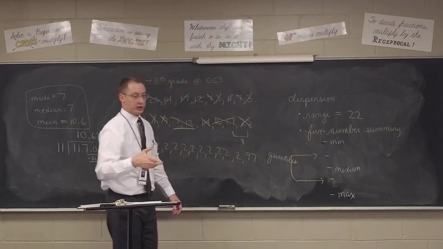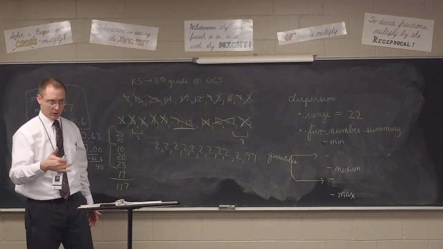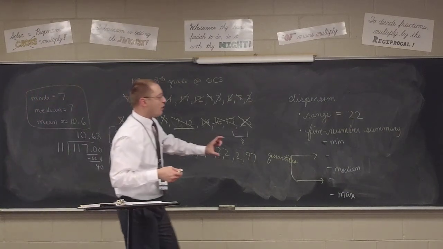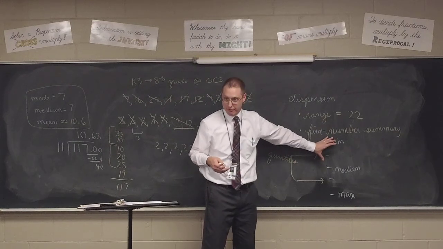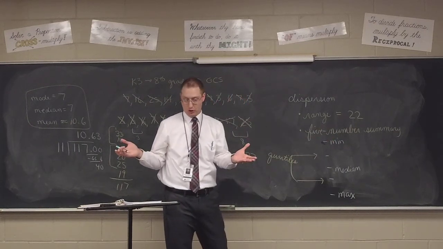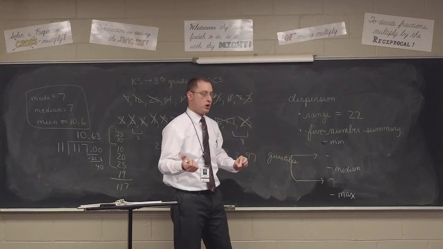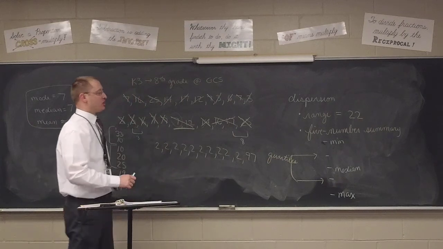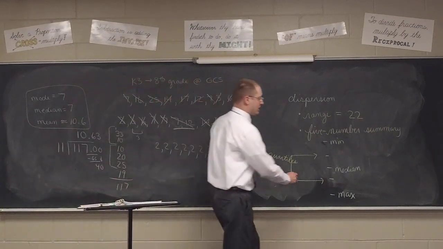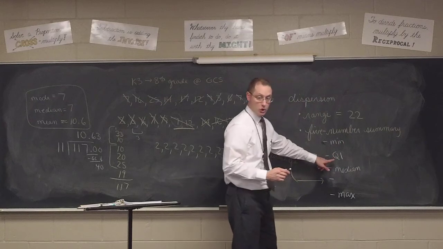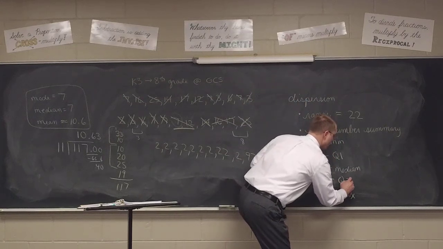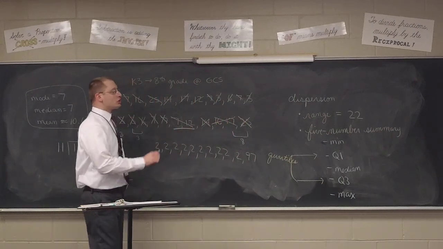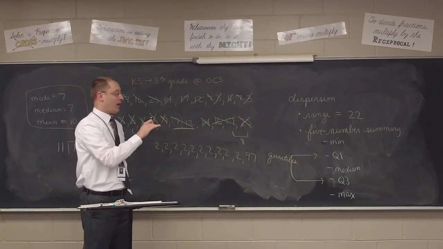Do you see the word quarter in there? Quartiles. A quartile refers to the middle value of a half. So I'm making it basically a fourth. Does that make sense? A quartile is the middle value of a half. And we refer to these as Q1, the first quartile, and Q3, the third quartile.